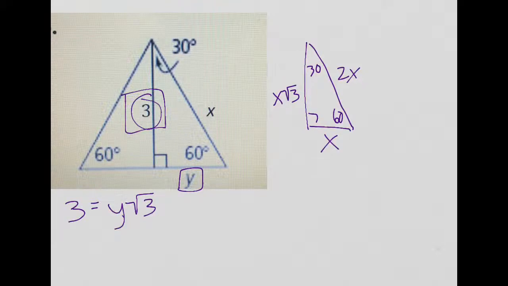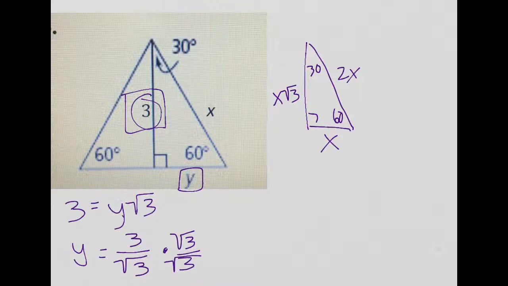So I have 3 equals y root 3, but I want y by itself, so I get y equals 3 divided by the square root of 3. And I want to rationalize that, so I need to multiply that by the square root of 3 over the square root of 3. There, I redrew that. It was a little bit messy.